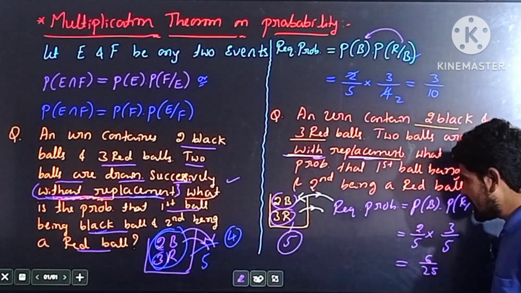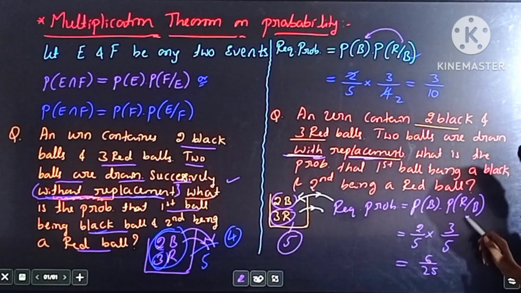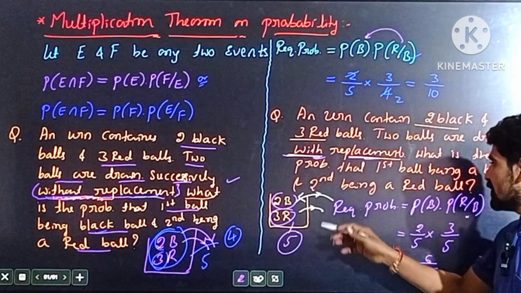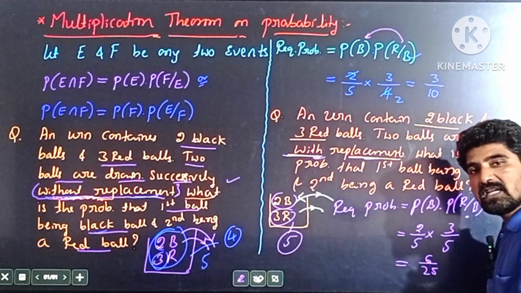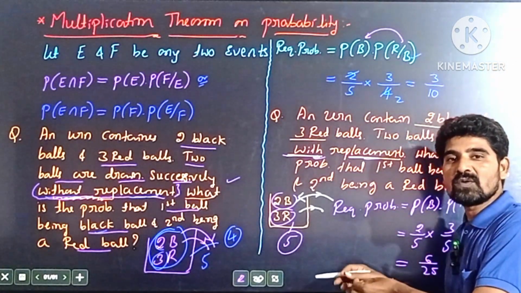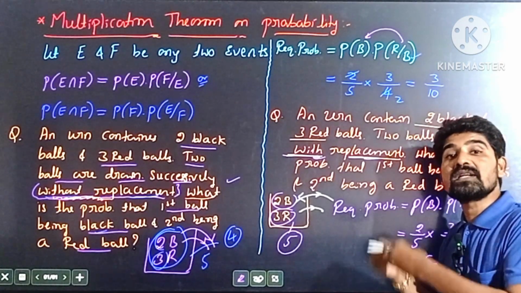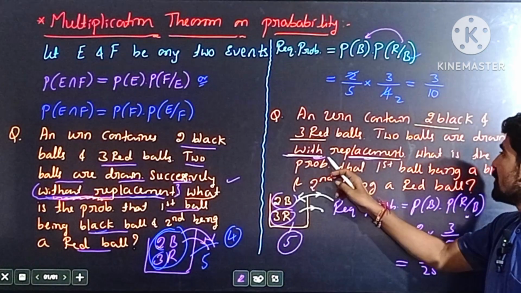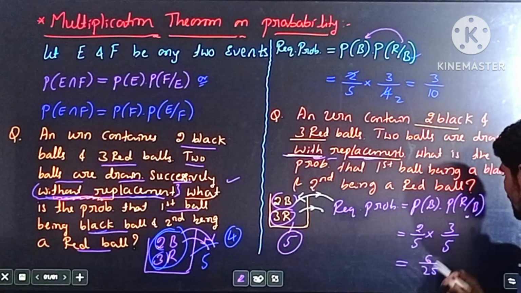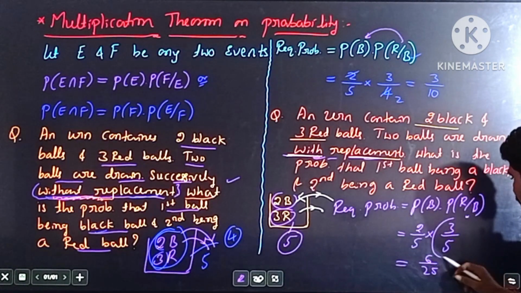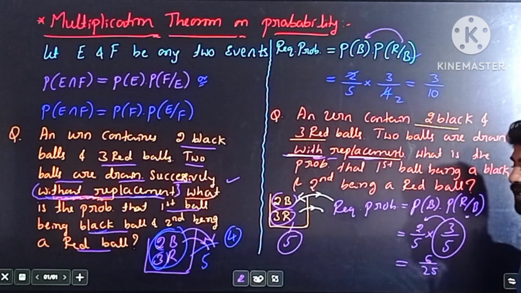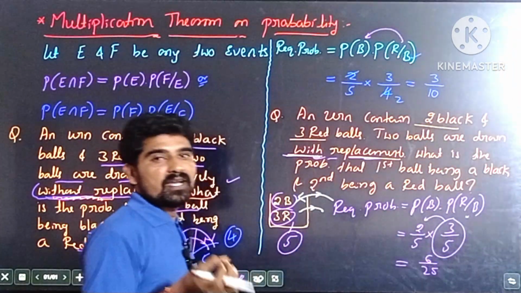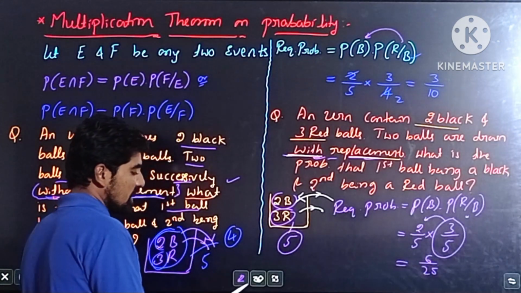But in the second question, the probability of the second ball doesn't depend upon the first ball. If you draw one ball from the box and return it to the box, the total number of balls remains the same, whether you draw one, two or three balls in a with replacement manner. It means the second ball's probability doesn't depend on the first ball's probability. These are nothing but independent events. These two are independent events.